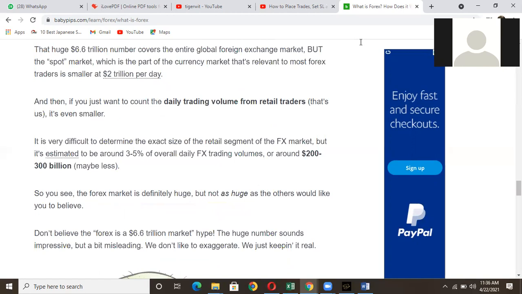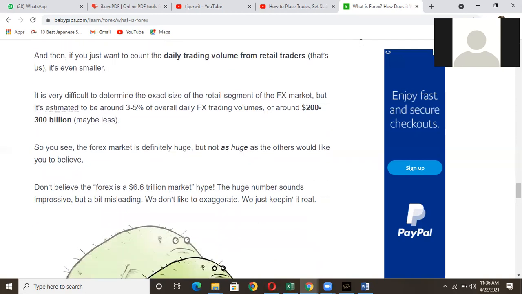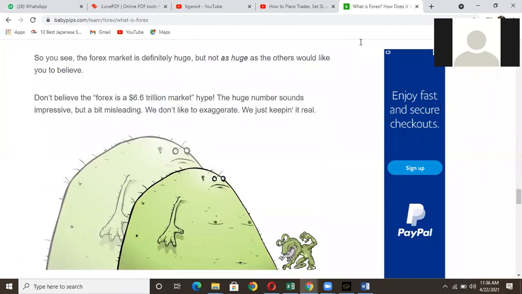Then I also need you guys to understand, it's very difficult to determine the exact size of the retail segment. We also have guys who call it the retail market or the retail segment. That is the normal guy doing probably 1,000 or 500 or 3,000 USD. These guys fall under something called the retail market. They usually make up between 3 to 5% of the market.